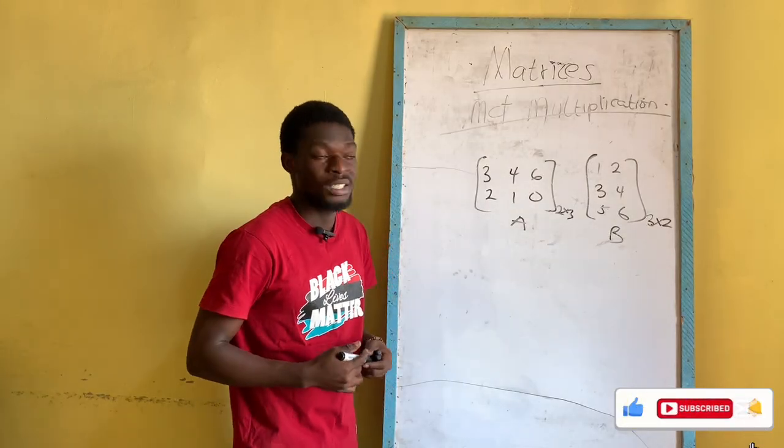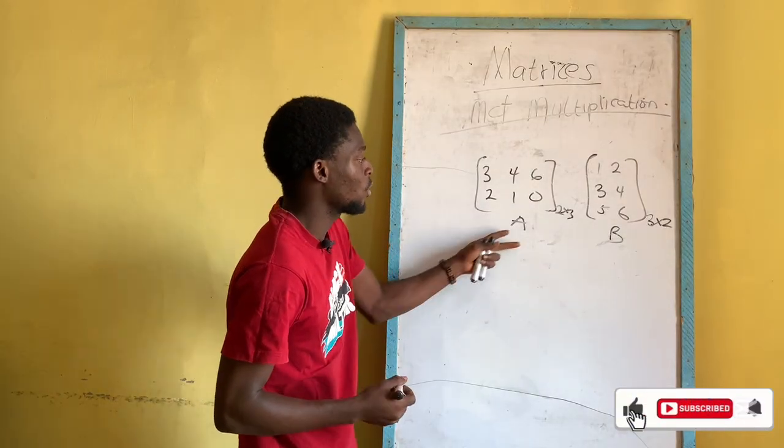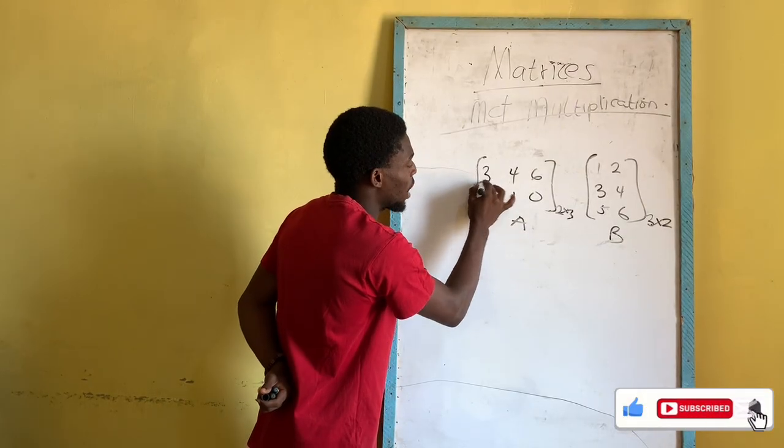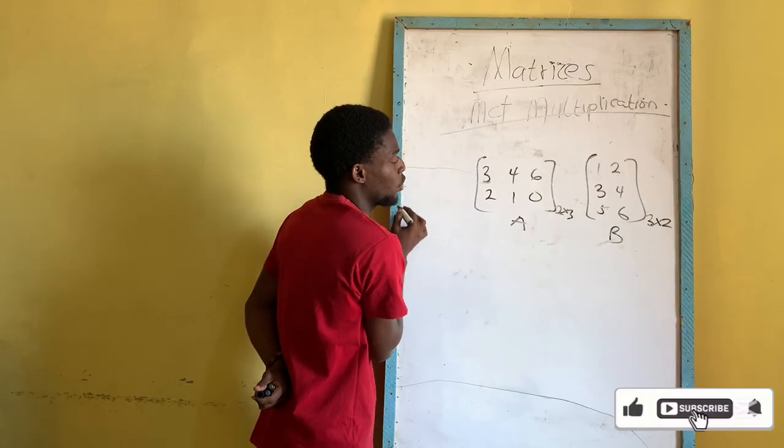Now let's go ahead and do our multiplication of this particular matrix. Now we are going to multiply this particular element, which is what?